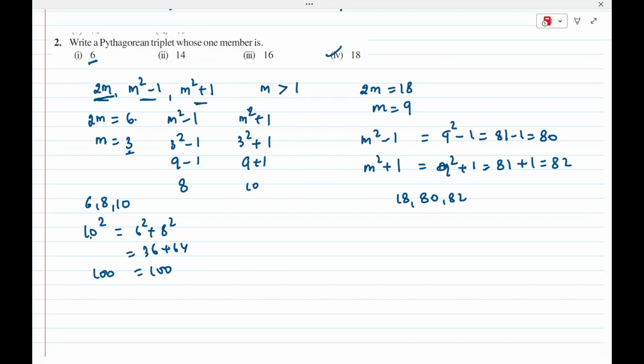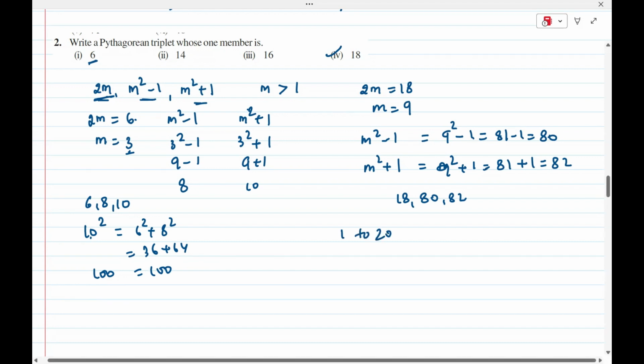One more important thing, it's better to memorize squares from 1 to 20, because in your future chapters like surface area and volume, you will need to calculate the squares of these numbers more frequently. So if you learn them, it will be easy to calculate the answers.